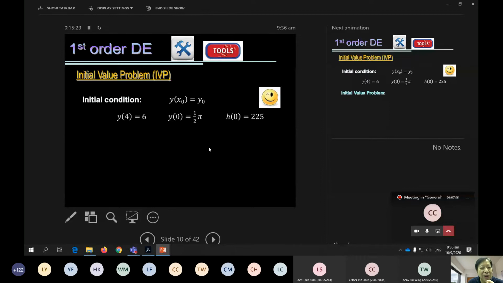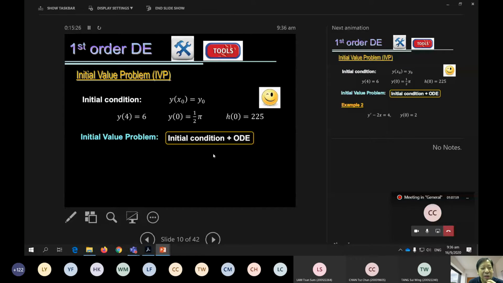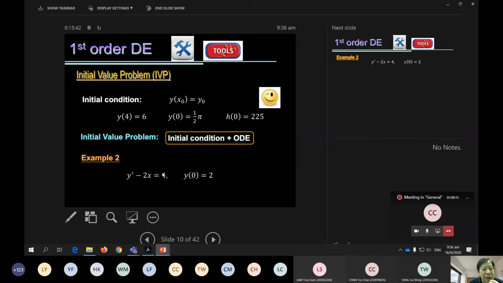So given the initial value, then you can solve the ordinary differential equation by incrementally inserting into your suitable ODE equation. For example, in here, the left-hand side, y dash minus 2x equal to 4, and given the IVP, the initial value problem for y(0), where x equal to 0, then your answer for the y equal to 2. So this is the normal practice for giving you the initial value problem. Okay, so this is the IVP, the left-hand side of the equation against the IVP value given.